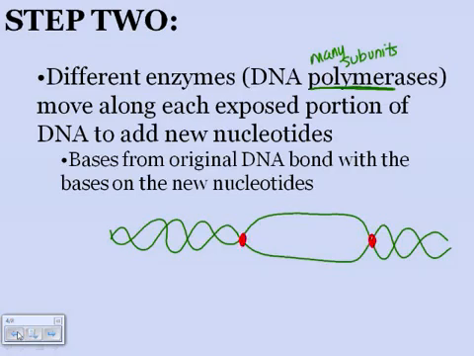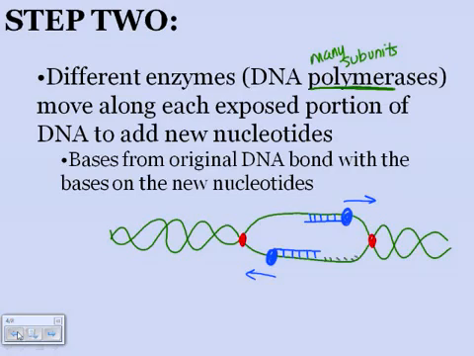Only now, we also have polymerase. And there's going to be multiple polymerases as well. Polymerase is going to be following right behind helicase, adding the new half of DNA. And you can see we're slowly starting to assemble.